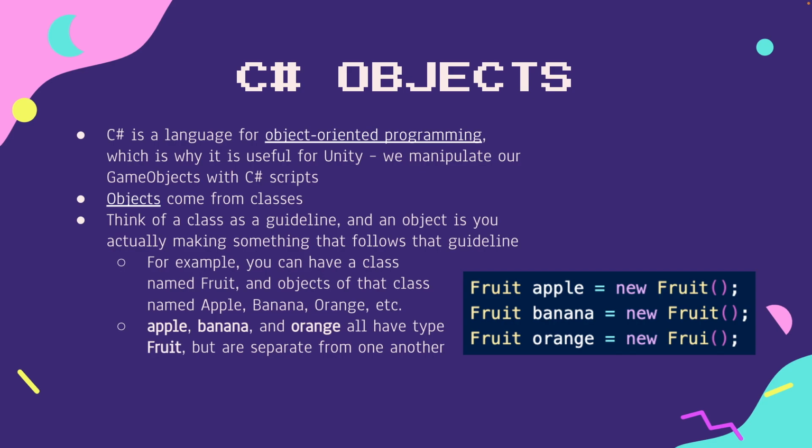But essentially a class is like a guideline or a blueprint, and you can tell the program, hey, make me a new object of that type, of that guideline, right? Following those guidelines. So, for example, we have a class that I created somewhere else called Fruit with a capital F, because classes should start with a capital letter. And then we have different objects. We have apple, banana, and orange, which are objects of that class.